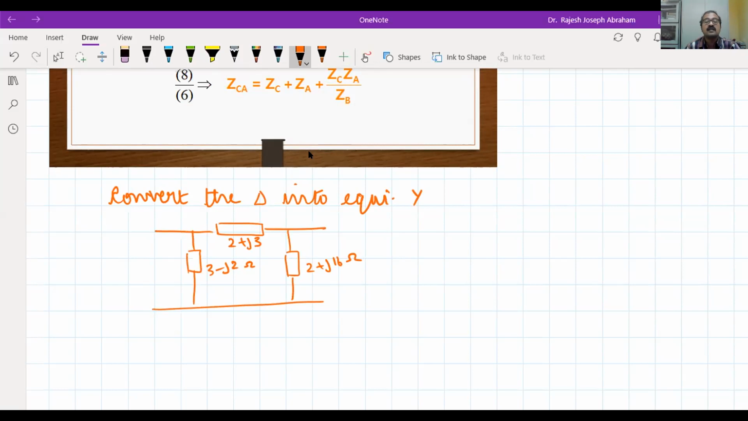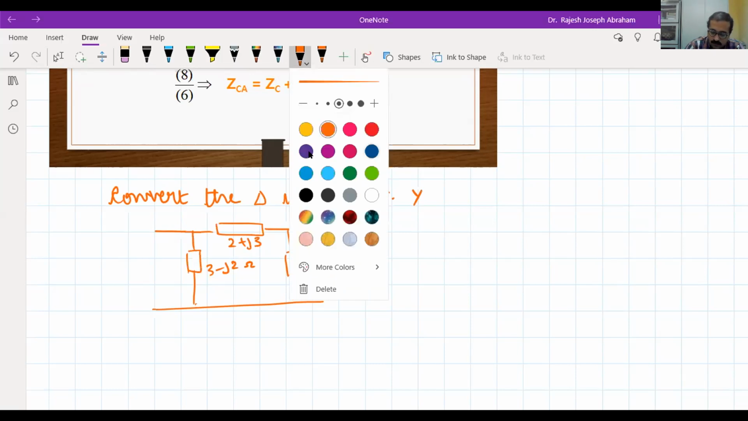So we have to convert this delta into Y. Can you visualize that this is a delta? Even though these two arms are stretched apart, these two points are at the same potential, because there is no element in between. So this point and this point are the same potential. Now we have to convert that into the equivalent star, something like this.